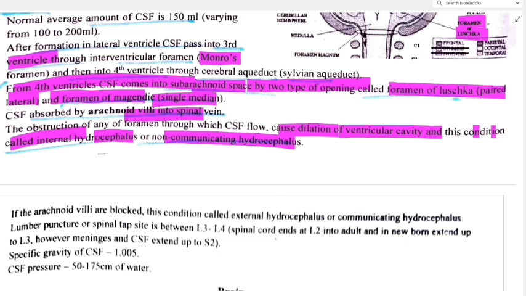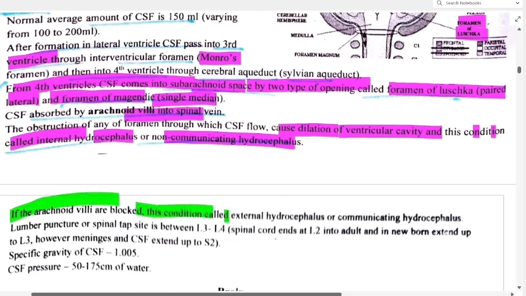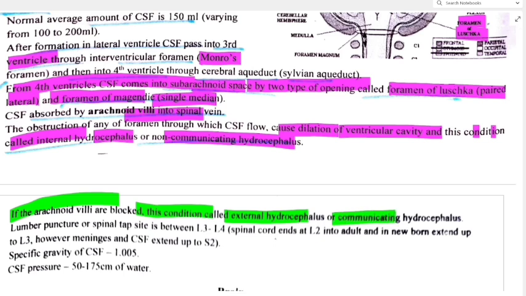And now next, arachnoid villi are blocked. This condition called external hydrocephalus or communicating hydrocephalus. Hope all points are clear. That means there is no obstruction, just there is a problem in absorption. That means CSF absorbed by the arachnoid villi, right? So arachnoid villi is blocked. So this condition also called external hydrocephalus or communicating hydrocephalus.